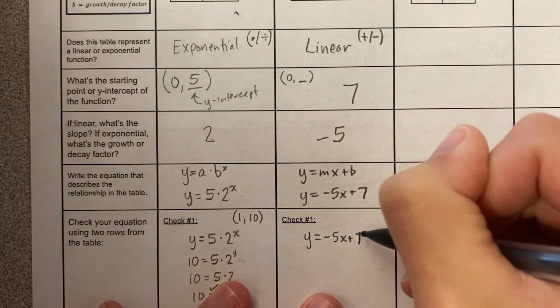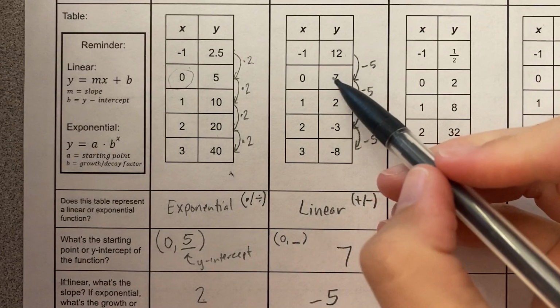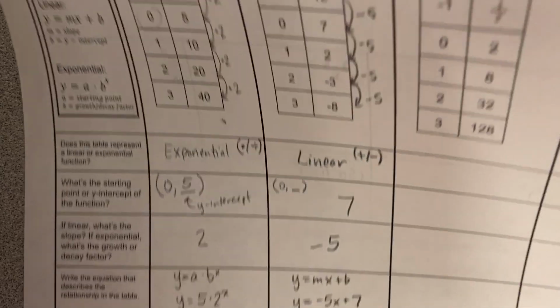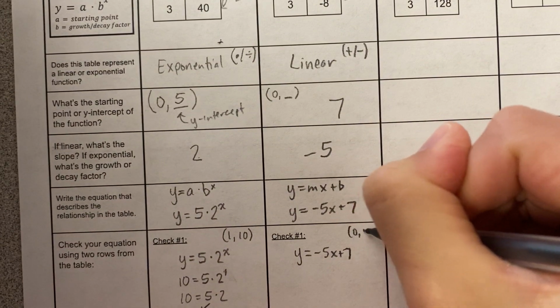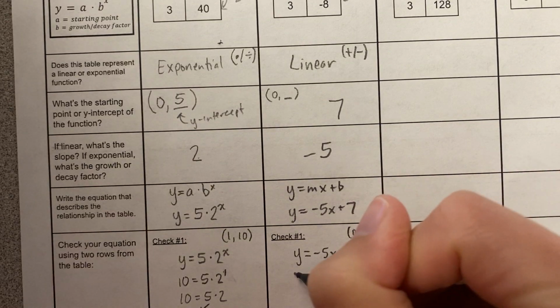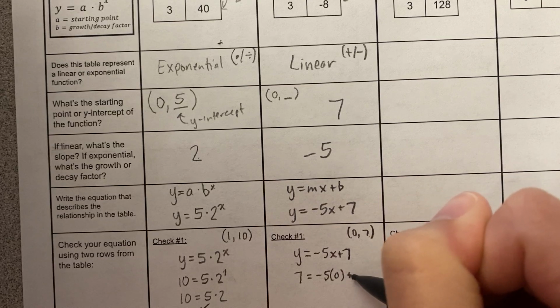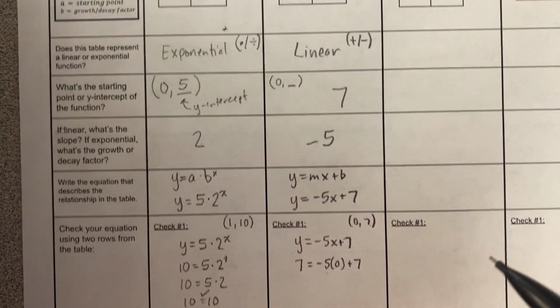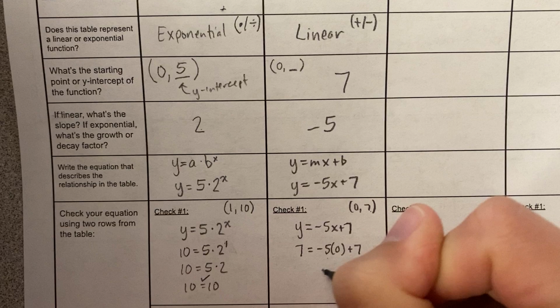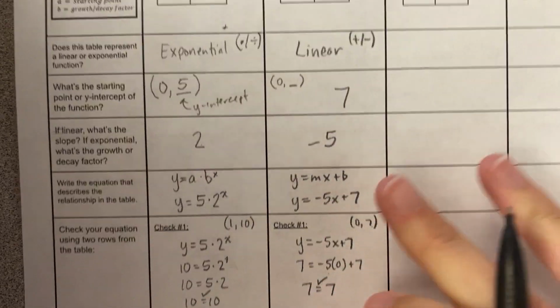Okay, so I'm going to check this equation with 2 different points. Let's choose this one, 0, 7. I'm going to plug in 0 for x and 7 for y. Okay, so now I'm going to plug in 7 here for y. Negative 5 times 0 plus 7. Okay, negative 5 times 0 is just 0. And then 0 plus 7 is 7. So this is 7 equals 7. So that works.